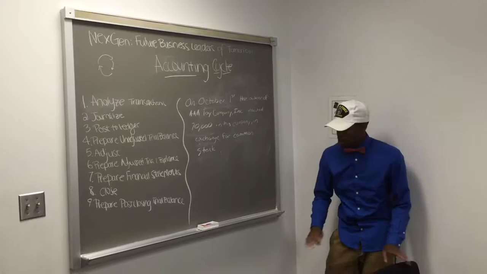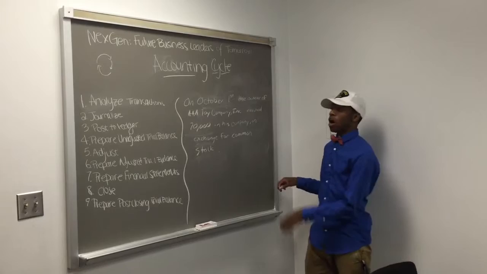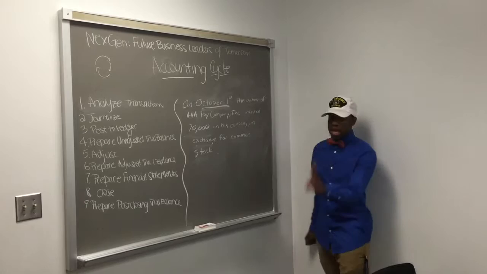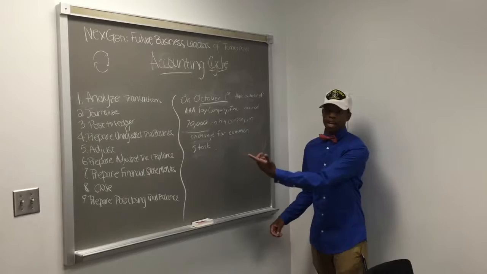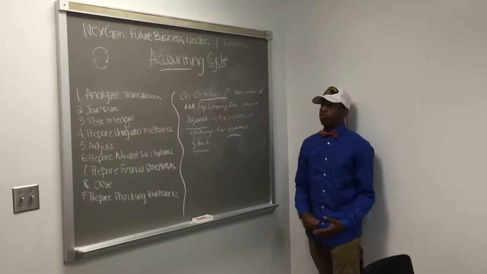Okay, the first thing that you have to do at the beginning is underline all the important parts of the transaction. So the first important part is the date, which is October 1st. The second important part is how much money is being invested, which in this case is $70,000. And the third important part is what the person is getting in exchange for the money, which in this case is common stock. And next, my colleague Ian will come in and talk about the journal.